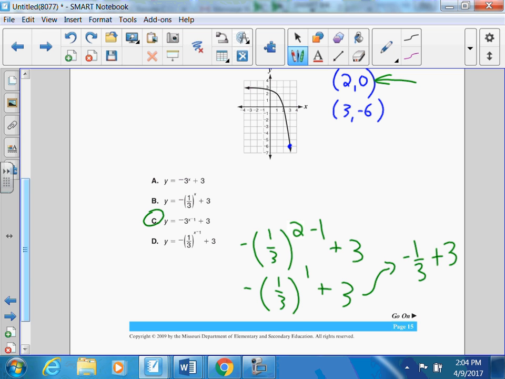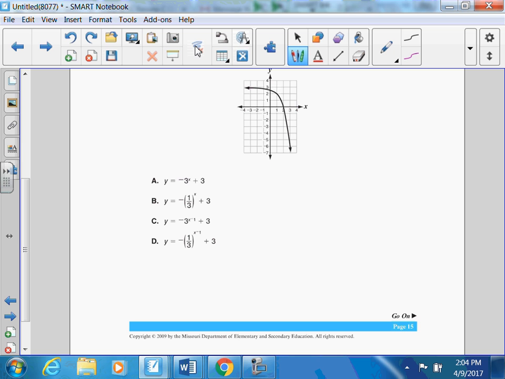Now let's talk about another way we could have gotten that answer. First off, the +3 here means the graph is shifted up 3. Notice how it has a horizontal asymptote right there at +3, so it's shifted up 3. Second, this negative in front of the 3 means it is reflected. So instead of going up like this, or down like this, it's reflected.